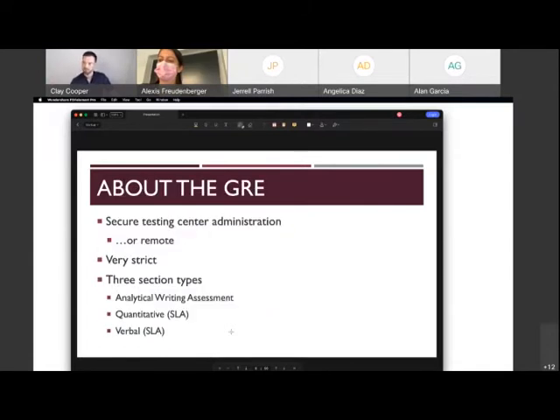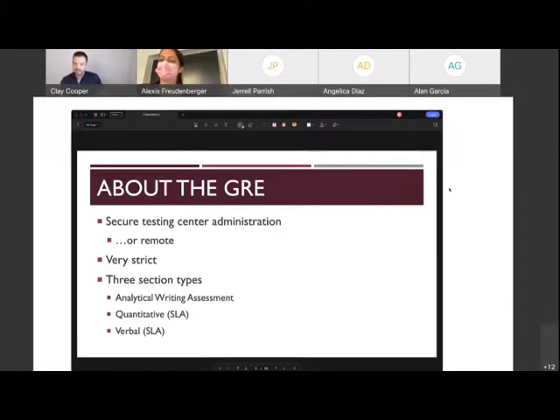All right. So let's talk about the GRE. How does the GRE work? Well, first of all, how is it administered? The GRE is administered in a secure testing center, or at least that's how it was before COVID. And now it's administered remotely as well. Given my experience with students and these tests, I think most of us prefer to take it remotely. You do whatever floats your boat.